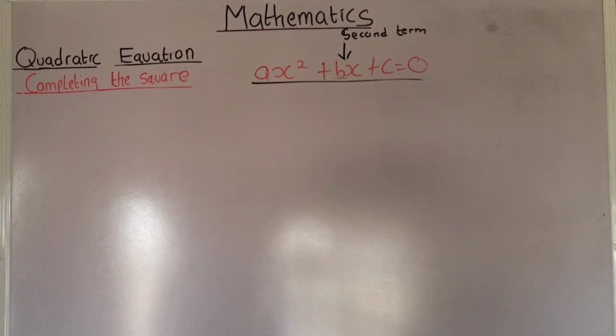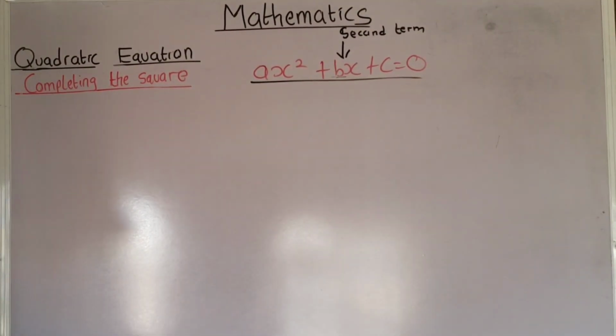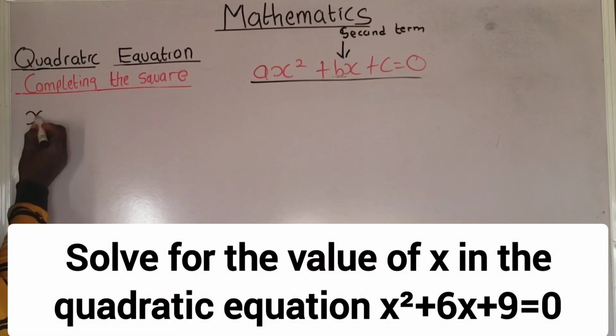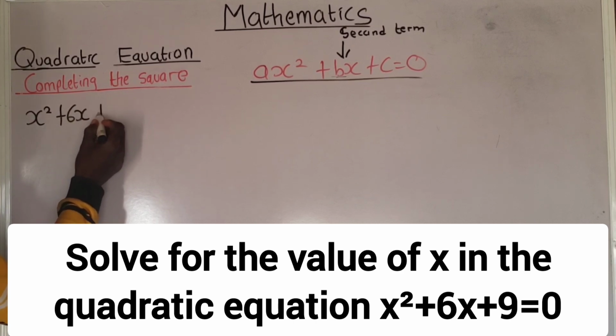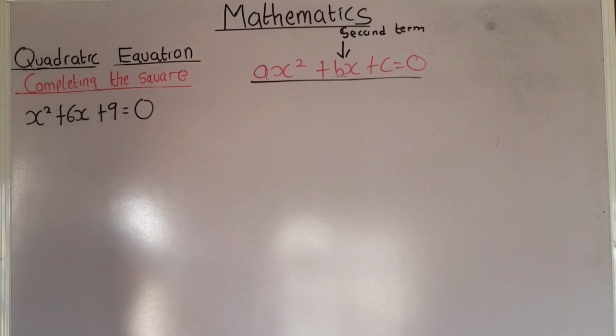In this class, we're going to learn how to solve quadratic equations using the completing the square method, okay? Let's start with the first question. We are asked to solve for the value of x in the quadratic equation x squared plus 6x plus 9 equals 0, okay? How do we solve for the value of x in this quadratic equation using completing the square?